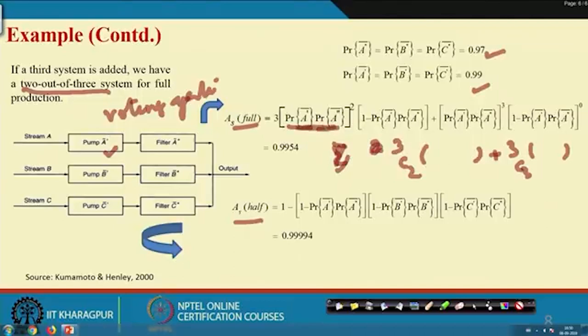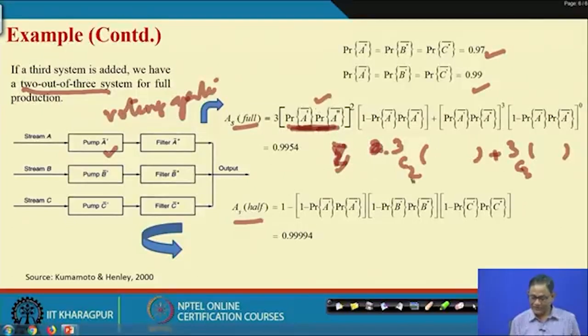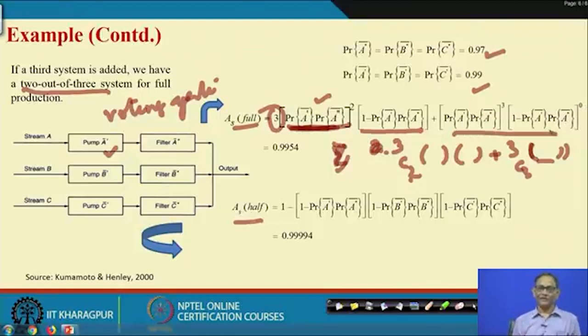So, this is the first part, the success part, it is squared. So 3C2 will give you 3. Now you have two multiplications, one of this probability squared, and what is the complement? The complement will be 1 minus this, to the power 3 minus 2, that is 1. Then plus 3C3, which is 1, and then the first part cubed, and the second part to the power 0. So that binomial theorem we have used earlier. This is the probability that your system will give you full production, 0.9954.